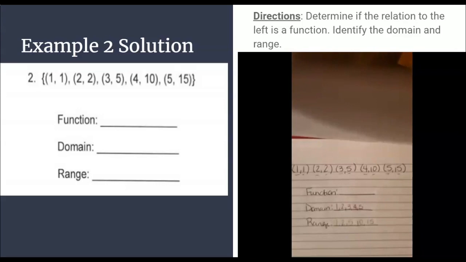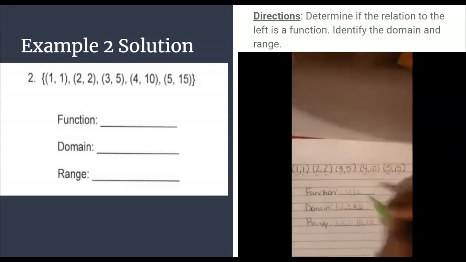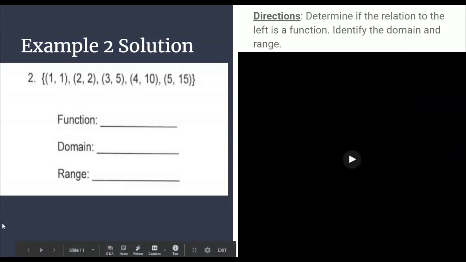We're also asked to determine if it is a function. We see that none of our x-coordinates are repeating themselves, so therefore it is a function. So yes, this example is a function.